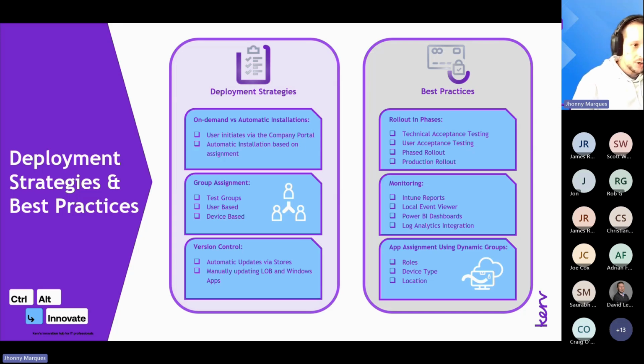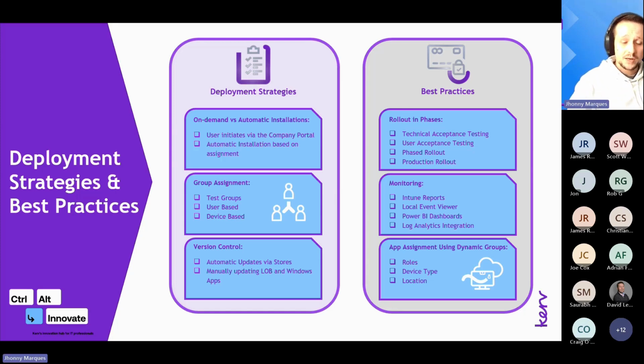And the first deployment decision that you'll need to make is whether it will be on demand or automatic. Whether you want to automatically push this down to the users, or you want to make them available on the company portal app. We'll go into detail on the demo that follows these next couple of slides, where we actually give you those options and where you can configure them.